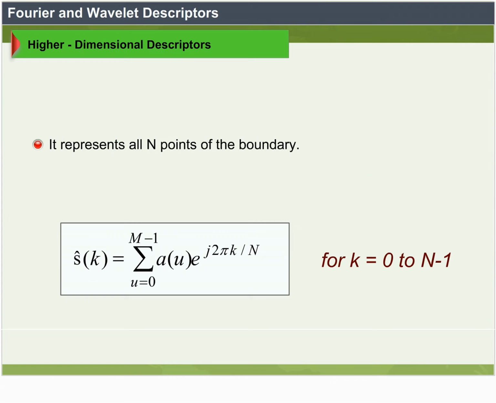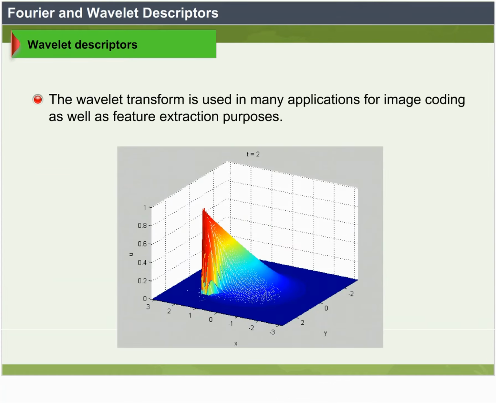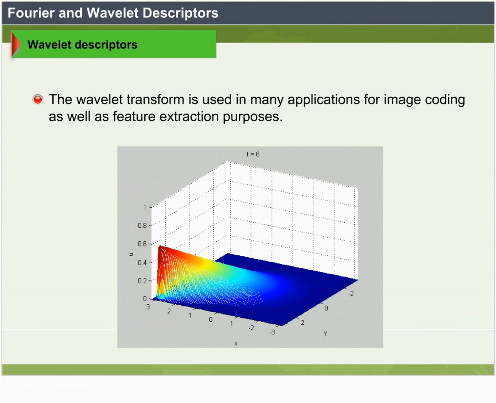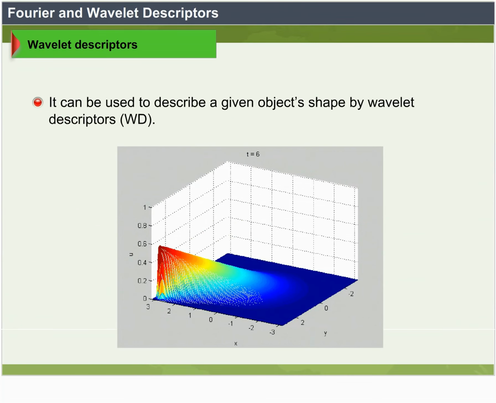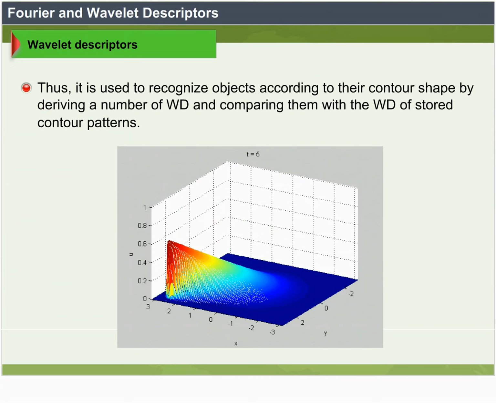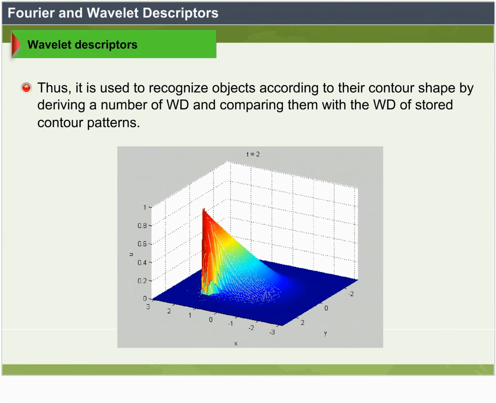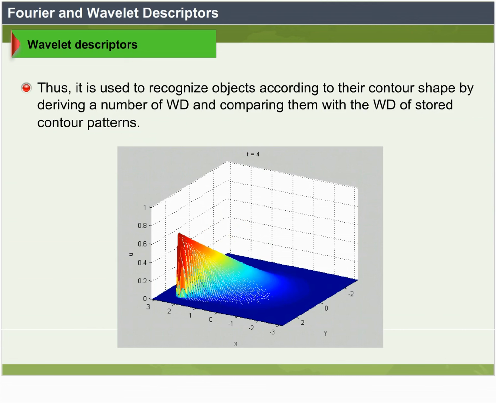Wavelet descriptors. The wavelet transform is used in many applications for image coding as well as feature extraction purposes. It can be used to describe a given object shape by wavelet descriptors, WD. Thus, it is used to recognize objects according to their contour shape by deriving a number of WD and comparing them with the WD of stored contour patterns.